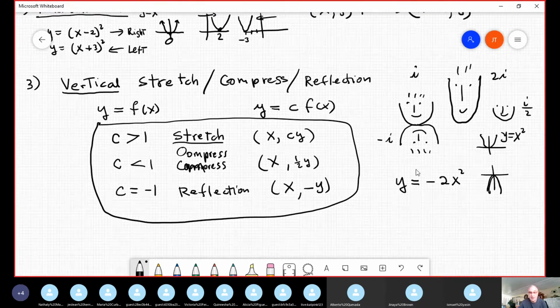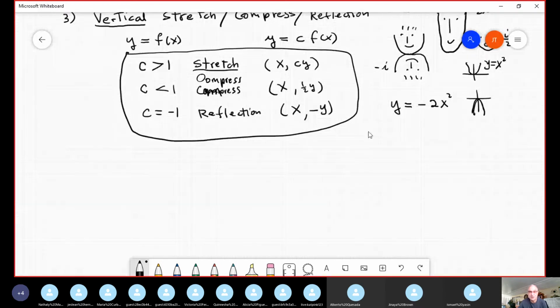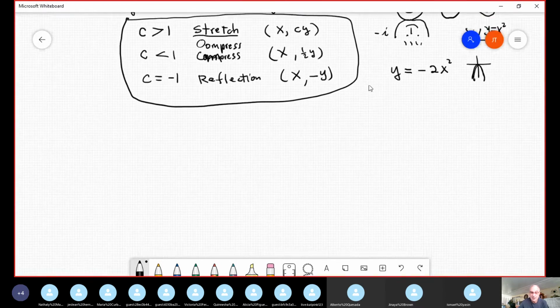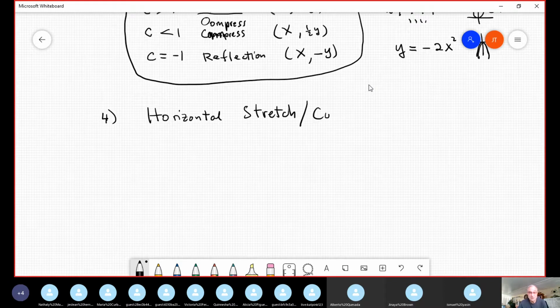This is a theoretical part, guys. Now I promise we see examples. And little by little you understand. This is a process. Let me try the last transformation. Number 4. And number 4 is horizontal. Horizontal stretch, compress, and reflection.